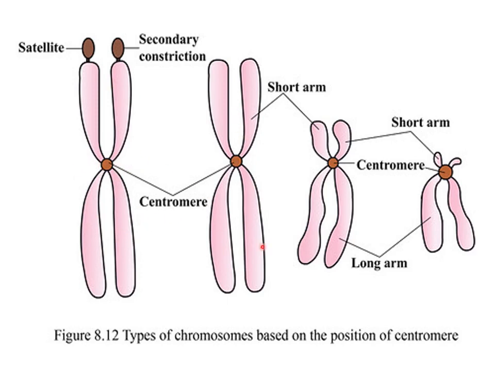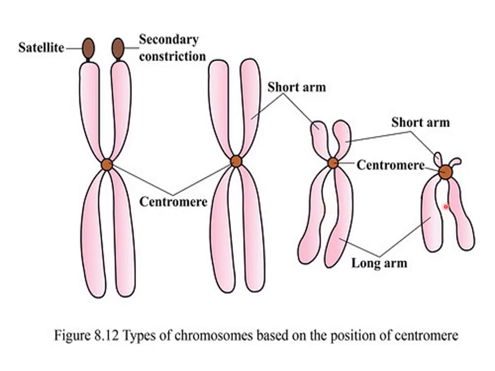This one is submetacentric chromosome, and in submetacentric chromosome, the centromere is a little bit away from the center. That's why one side arm is a little bit shorter and another side arm is a little bit larger. Then this is acrocentric chromosome, and here you can see centromere is present towards one end, right? So very short arm is formed on one side and very long arm is formed on another side.